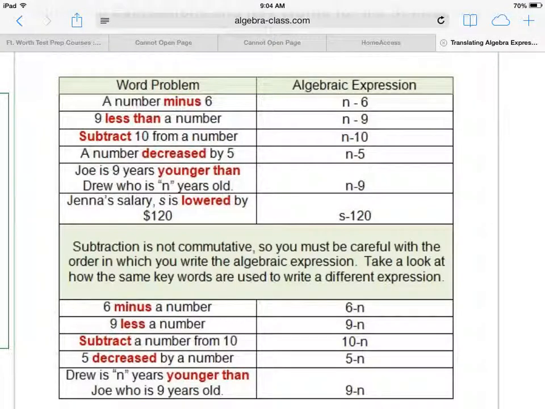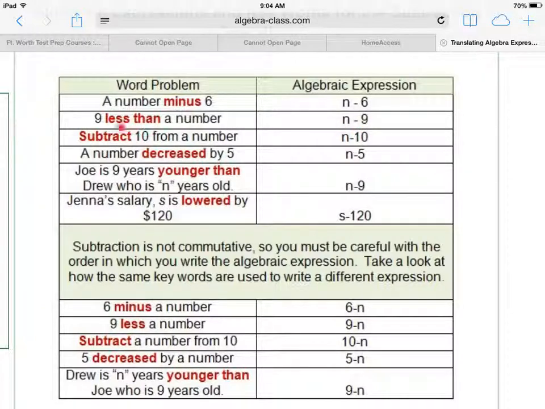Okay, so put a title on this now. These are keywords for subtraction. Keywords for subtraction. All right, the words in red again are our keywords. A number minus 6, so that'd be n minus 6. 9 less than a number is n minus 9.